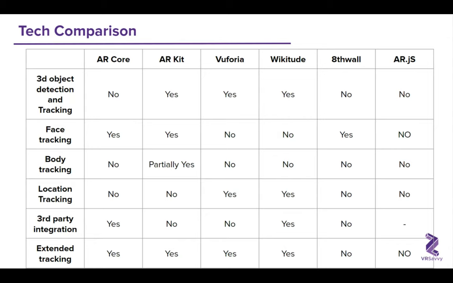ARKit, Vuforia, and Wikitude do process that. So if you want to develop an application which does 3D detection and tracking, then you have to choose that way. Face detection and tracking: Vuforia and Wikitude do not provide face detection, and AR.js also does not provide face detection. Based on that, you can choose body tracking. For body tracking, only ARKit is providing that partially right now, if my understanding is correct. And location tracking, Wikitude and Vuforia, it is directly available.